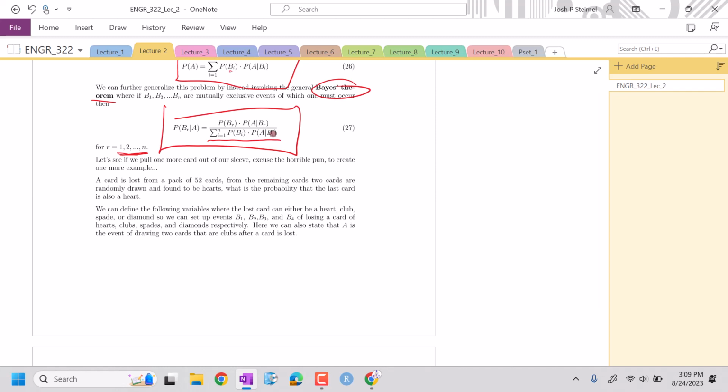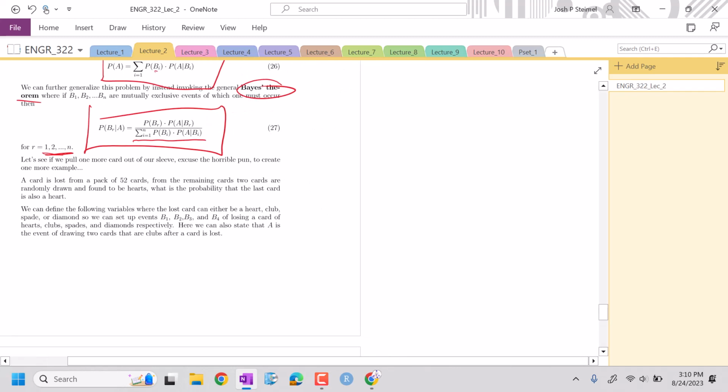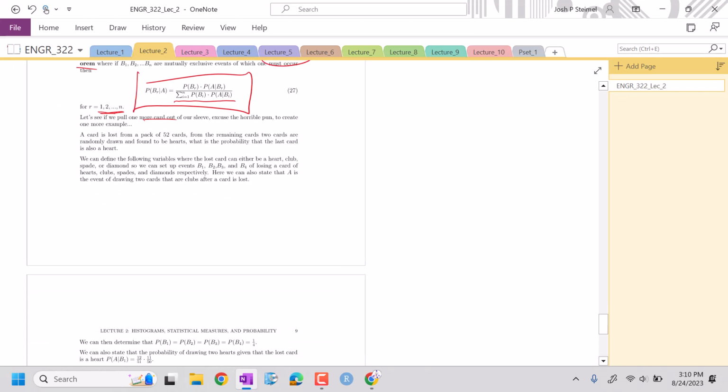So, as I drink my water, let's see if we can pull one more card out of our sleeve to get one more example. It's a horrible pun.